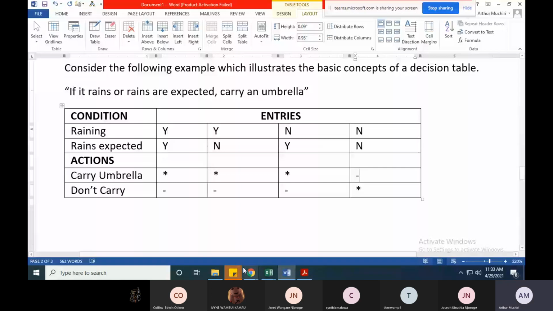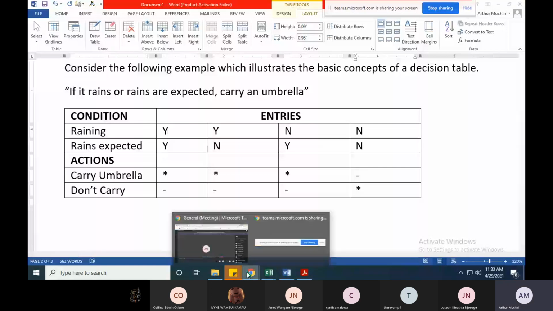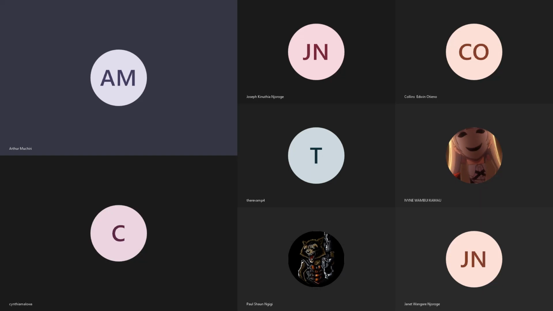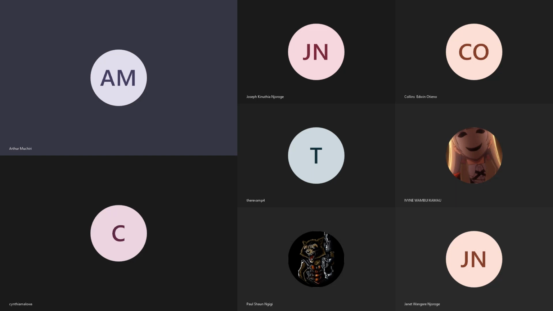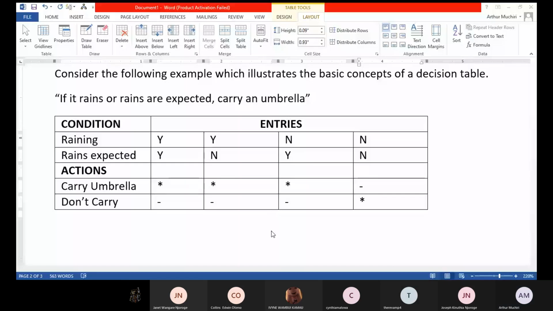So I think with that we've come to the end. Let me just share that window so that you see. Is there any question concerning that decision table? Just a minute. Is there a question regarding that decision table?